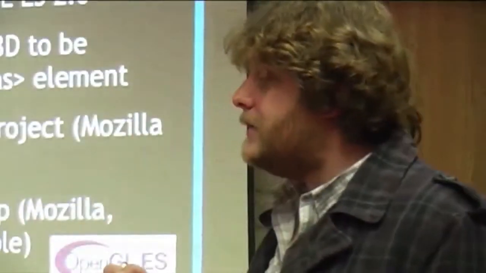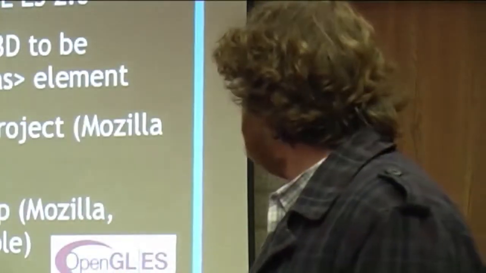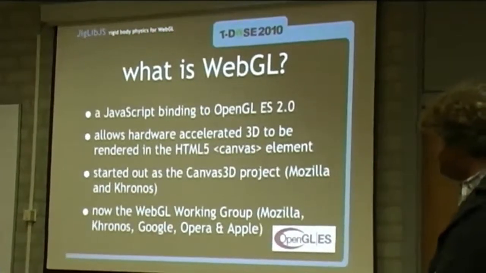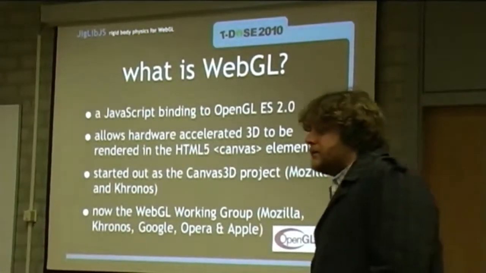But now, a lot of the major interests have joined together into the WebGL working group, including Mozilla and Kronos, of course. Google have come on board. Google have now cancelled development of O3D, and all of their efforts are focused on WebGL as well. Opera and Apple are also in the working group.